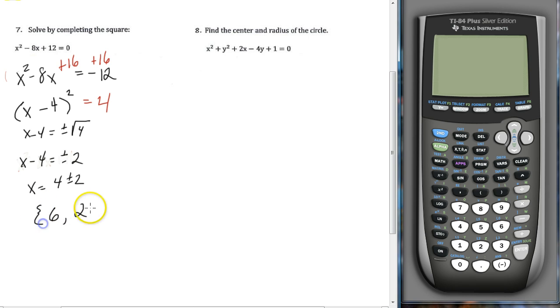This is a set of numbers, so I'll put it in squiggles. S for set, S for squiggles, or we call them braces, or whatever you want to call them. Or just write out x is 6, x is 2. Either way is good.